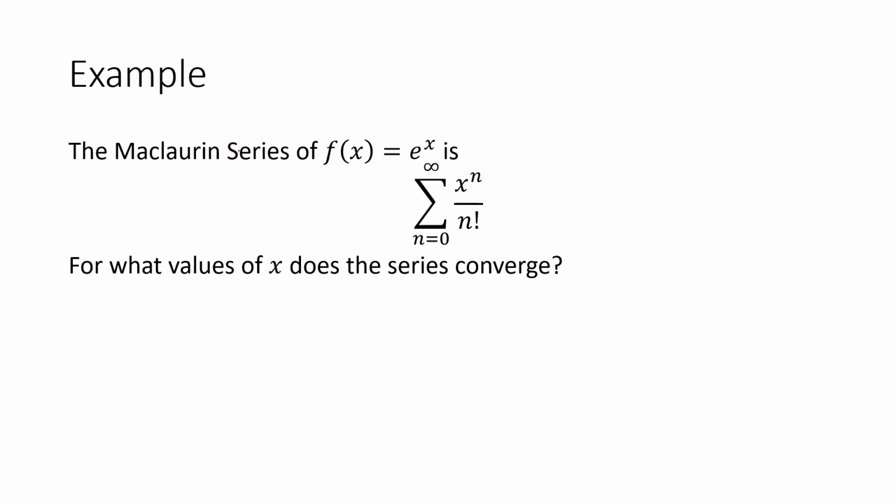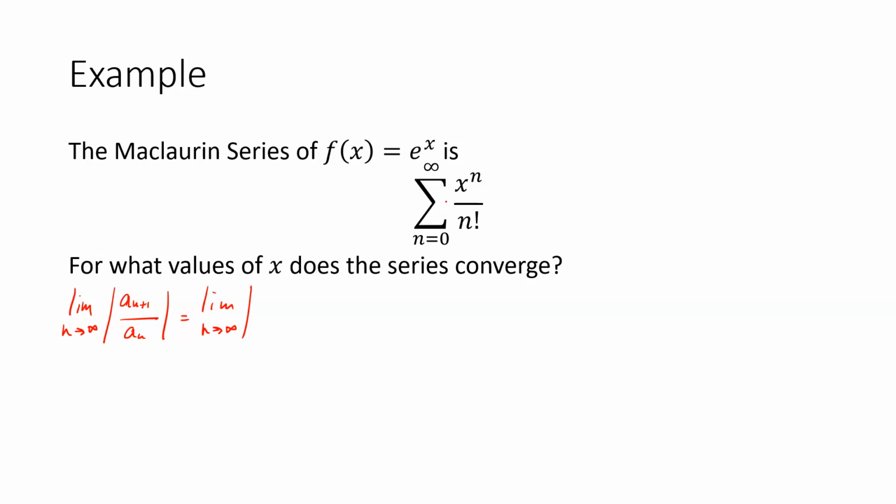So we showed previously that the Maclaurin series of f of x equals e to the x is the series x to the n over n factorial. So one question we might ask is, for what values of x does this series converge? So we can try and find its interval and radius of convergence. So for that, we'll just apply the ratio test like we normally would in any power series. And let's see what would happen in this case.